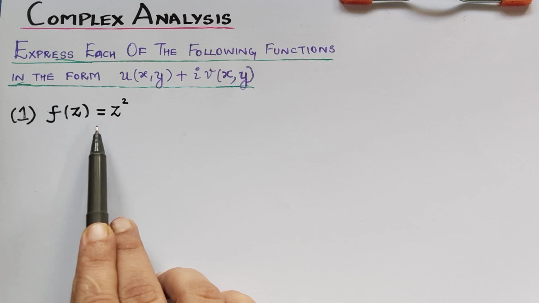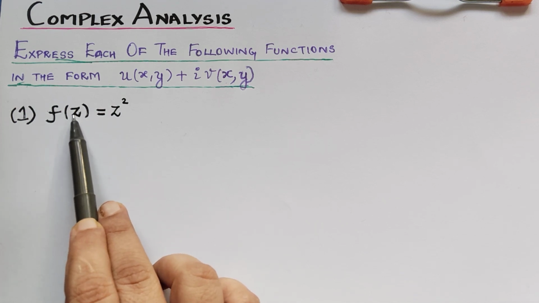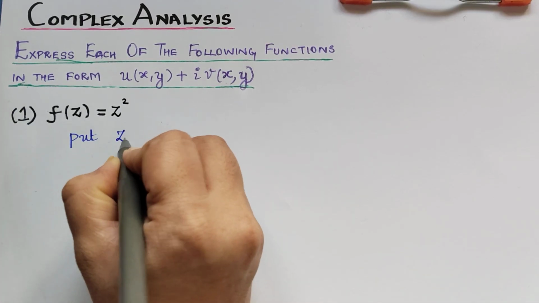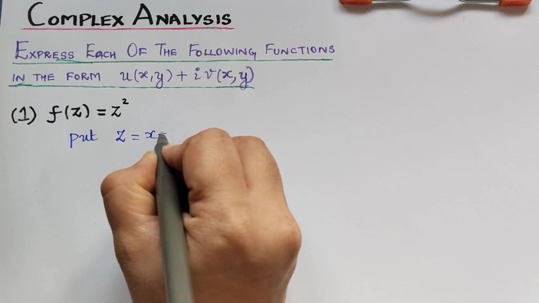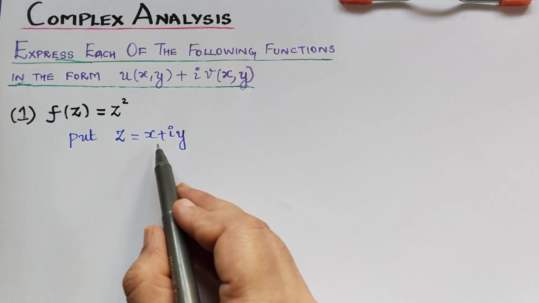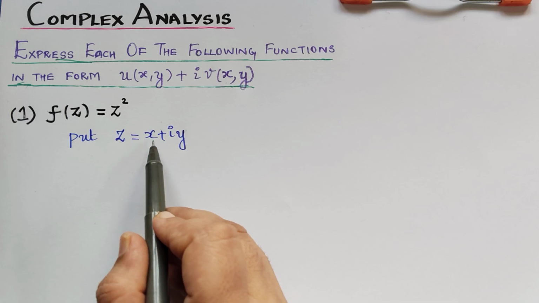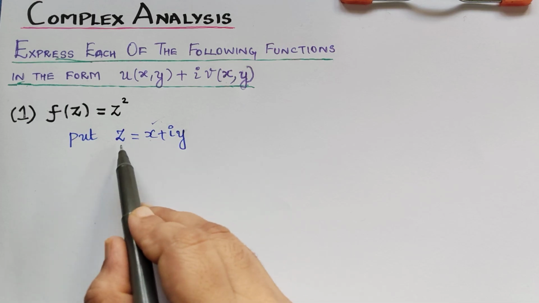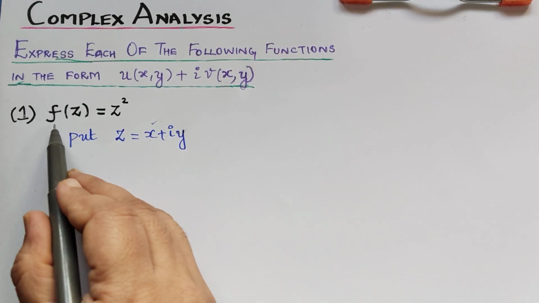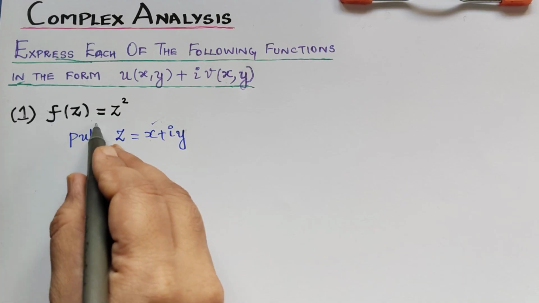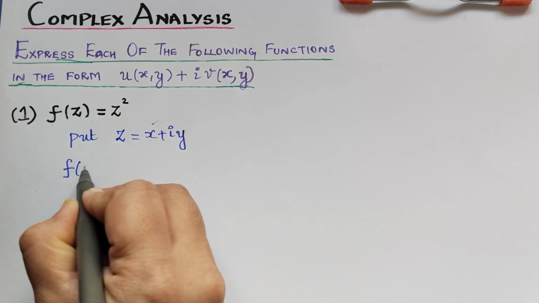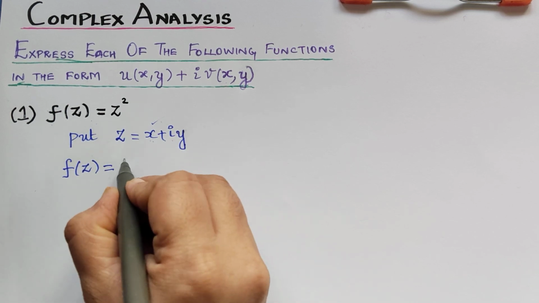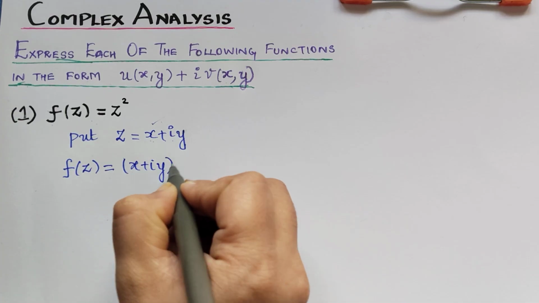So in order to solve such a problem, first of all we shall write the complex variable z. That is, we have to put the complex variable z equal to x plus iy. We have already seen that a complex variable can be written in the form x plus iy, where x is the real part of z and y is the imaginary part of z. Now here the function of the complex variable is given as f(z) equal to z square. So f(z) is equal to, what is z? It is x plus iy. So let us replace it by (x plus iy) the whole square.